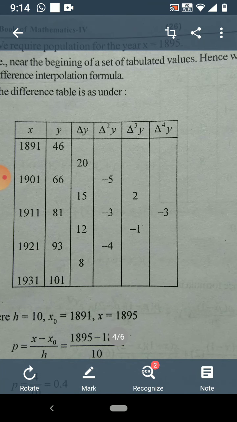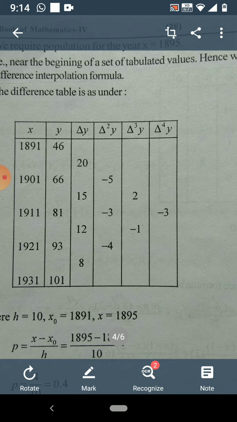Here the first column gives the given tabulated values, and the second column is the corresponding population, which means the first two columns are given to you. Then delta y means the first forward difference. The first forward difference is the difference y1 minus y0, y2 minus y1, y3 minus y2 and so on.